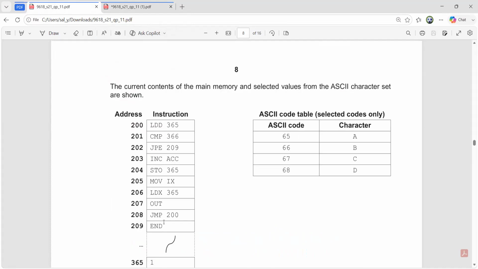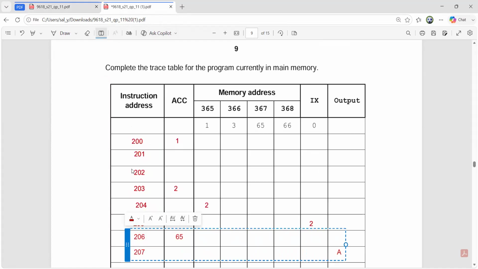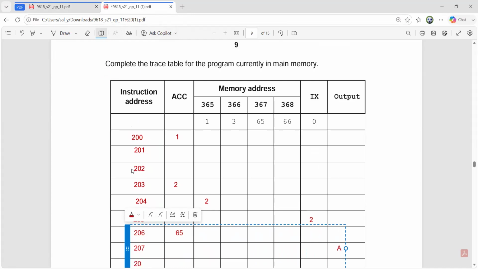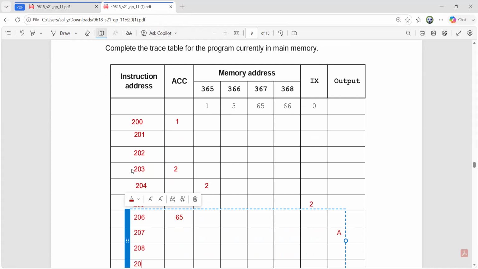And then it says JMP 200. JMP 200 means that after it is done with this, at 208, it says jump to 200, so it will be 200, repeating the whole process. So the same process that we have just finished here will be repeated for the second time. Now let me do it a little quickly. I hope that this explanation is clear to all of us.